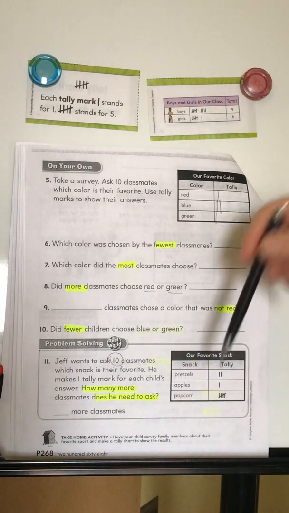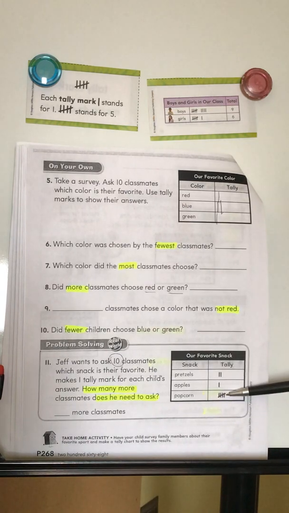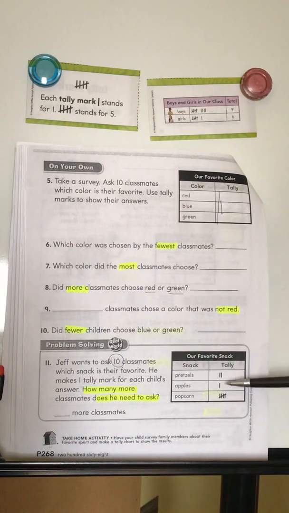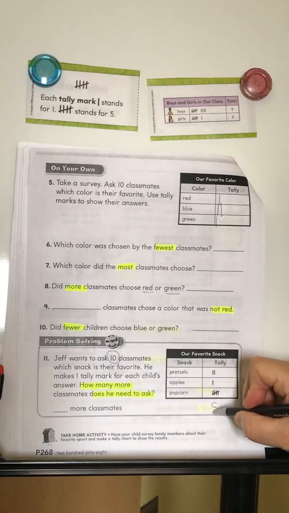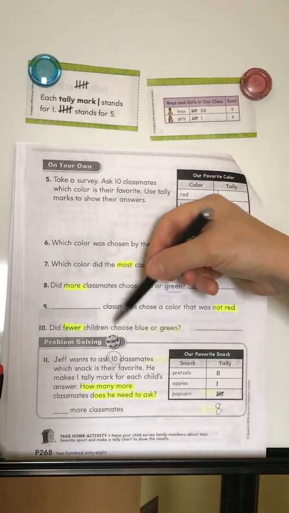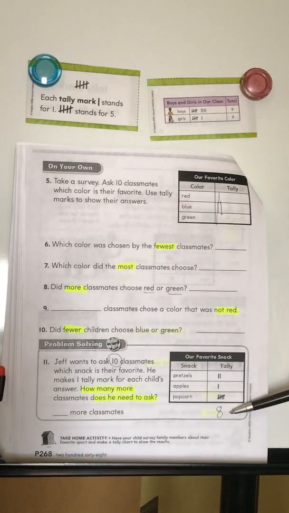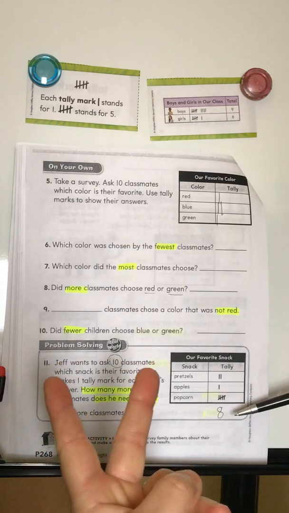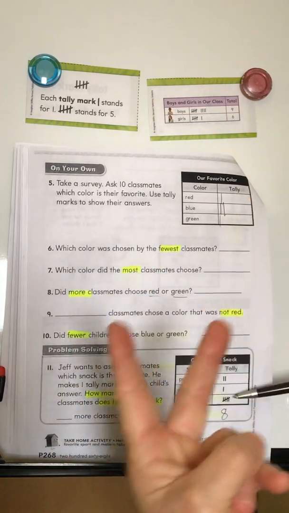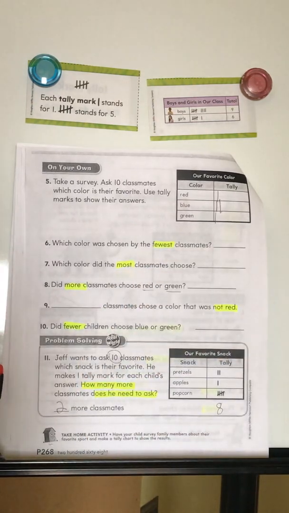get to 10. So I'm going to start with the popcorn because I can see a diagonal line, so that tells me it's 5. And one more is 6, 7, 8. So he has asked a total of 8 people. But he needs to ask 10. So let's say 8 and count up to 10. 9, 10. So how many more people does he need to ask to get to 10? 2 more. So he needs 2 more classmates to vote.